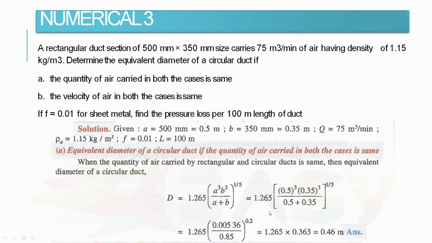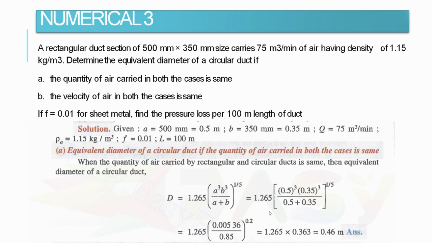Hello guys, in the previous video we have seen the topic equivalent diameter, and today in this video we will solve a numerical based on that same concept. So one numerical we have taken: a rectangular duct section, cross section of 500 mm multiplied by 300 mm size, carries 75 meter cube per minute of air having density of 1.15 kg per meter cube.